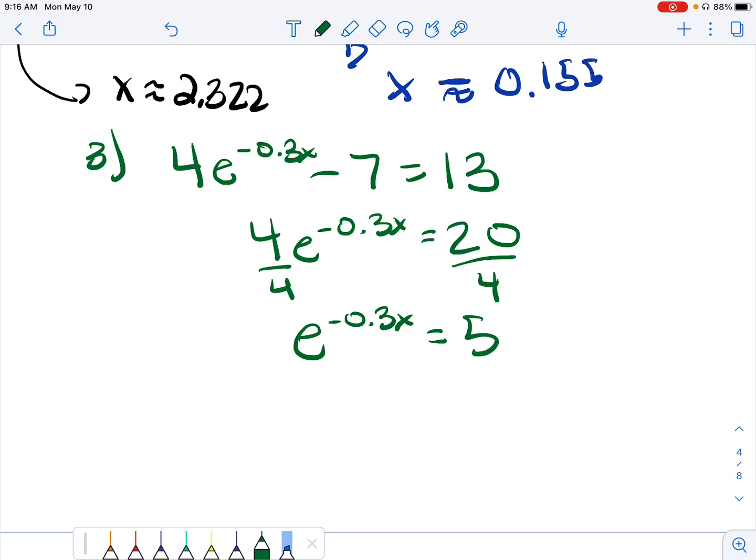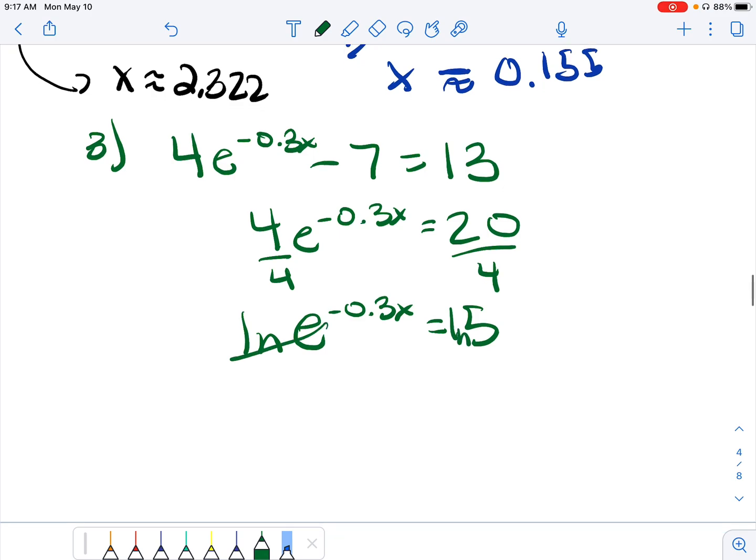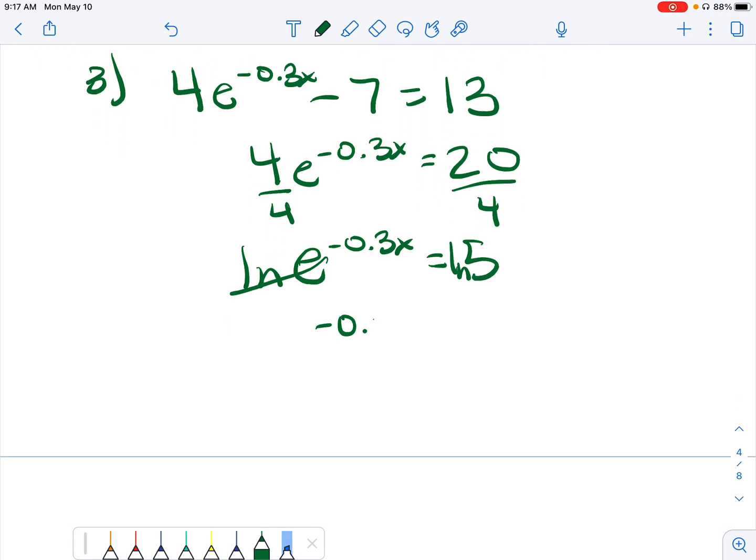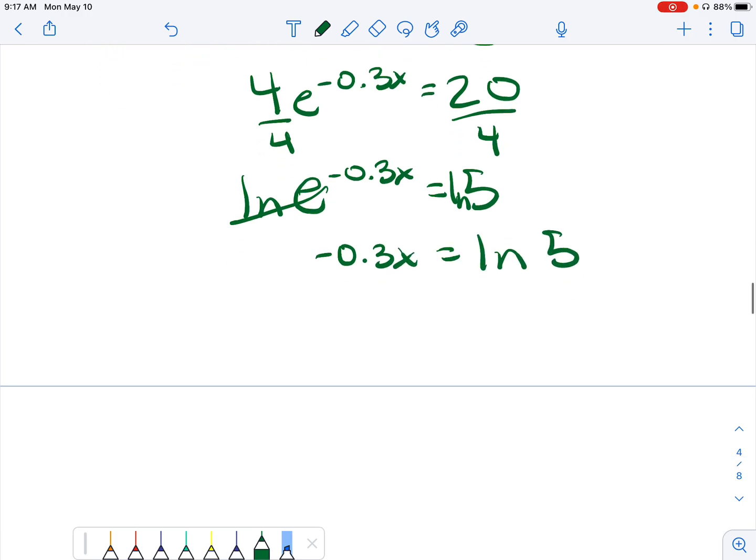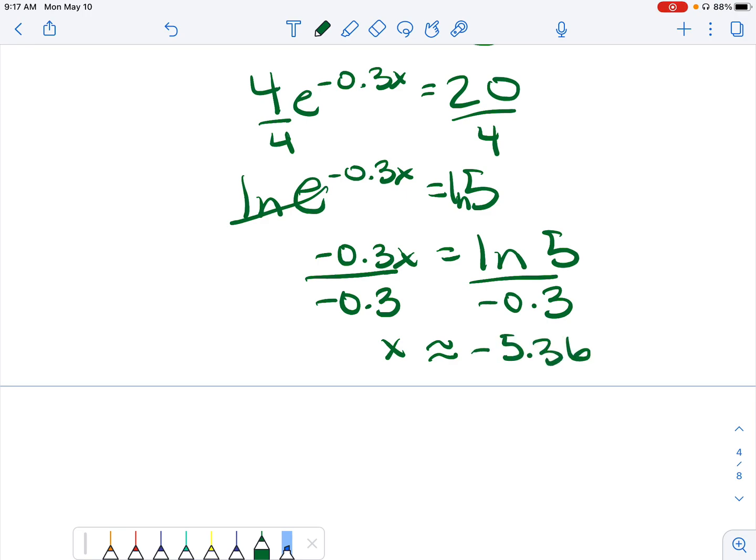So now we're going to natural log both sides. So when I natural log both sides, this will cancel out. Negative 0.3x equals the natural log of 5. Divide both sides by negative 0.3, and x is going to be approximately negative 5.365.